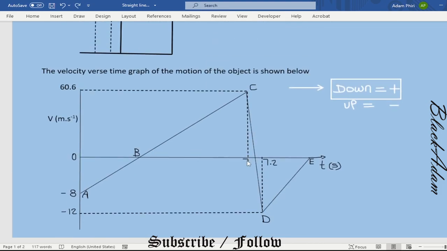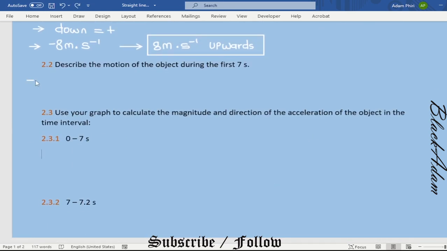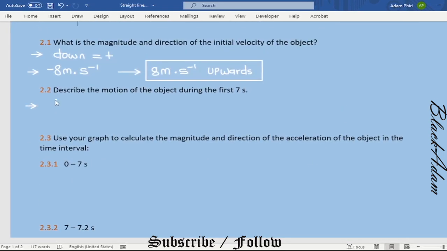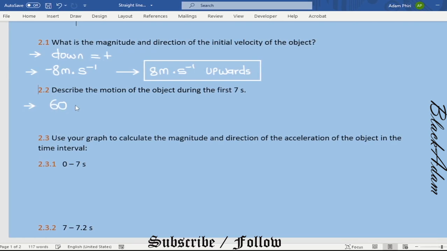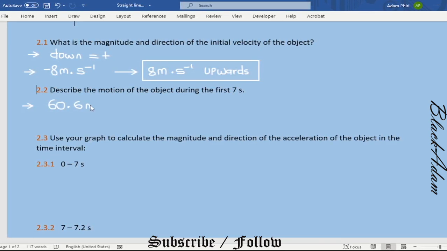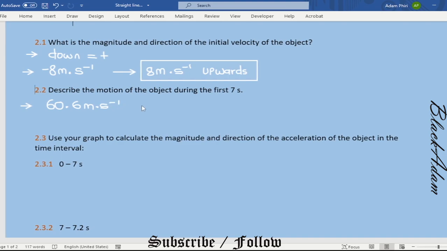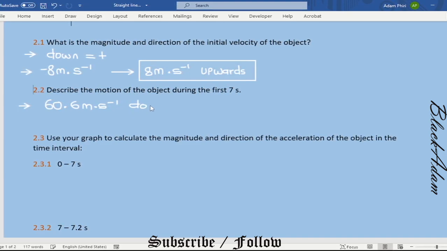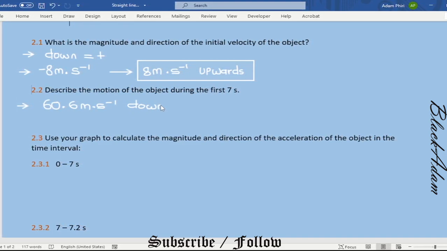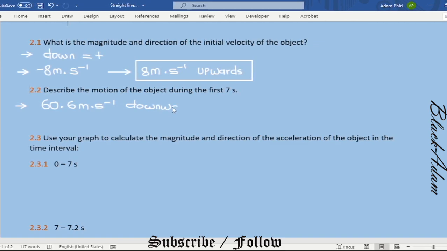And then describe the velocity at 7 seconds. 7 seconds is point C, which is equivalent to 60.6 meters per second. And then the next one says use the graph to calculate. It's positive, so it means that it's downwards.